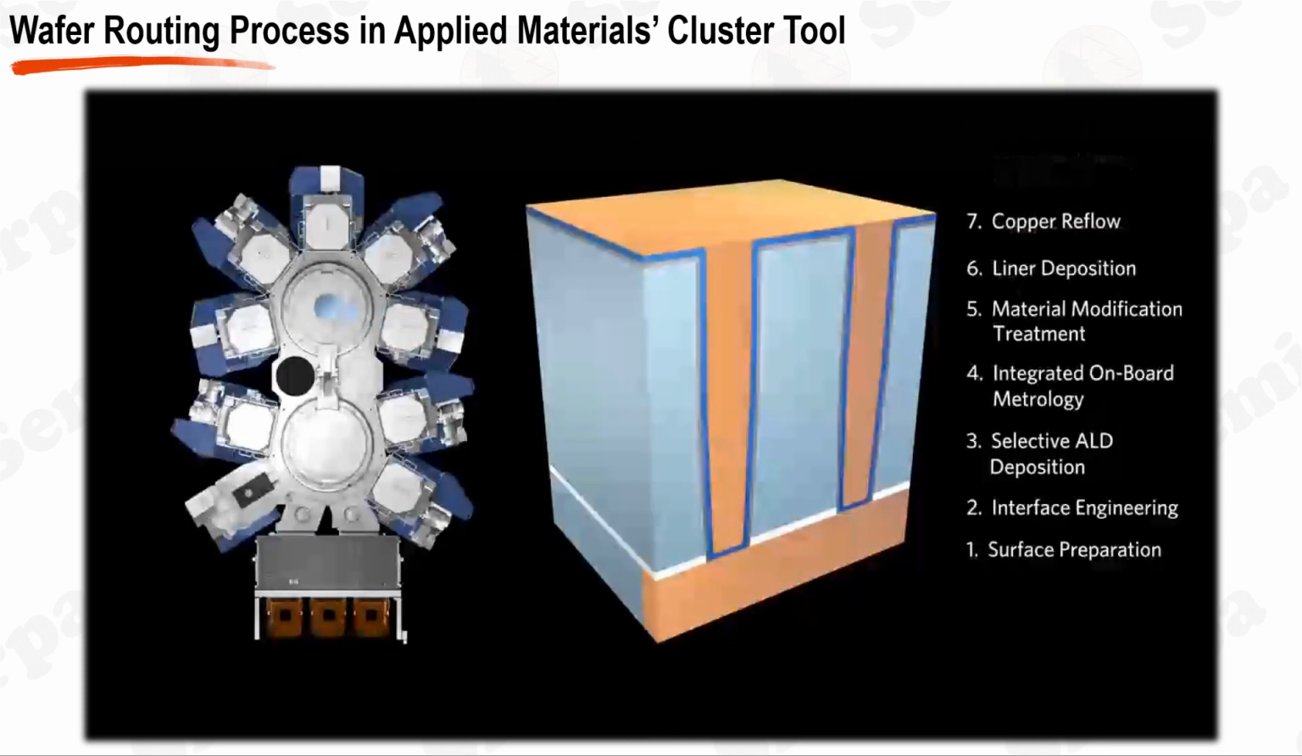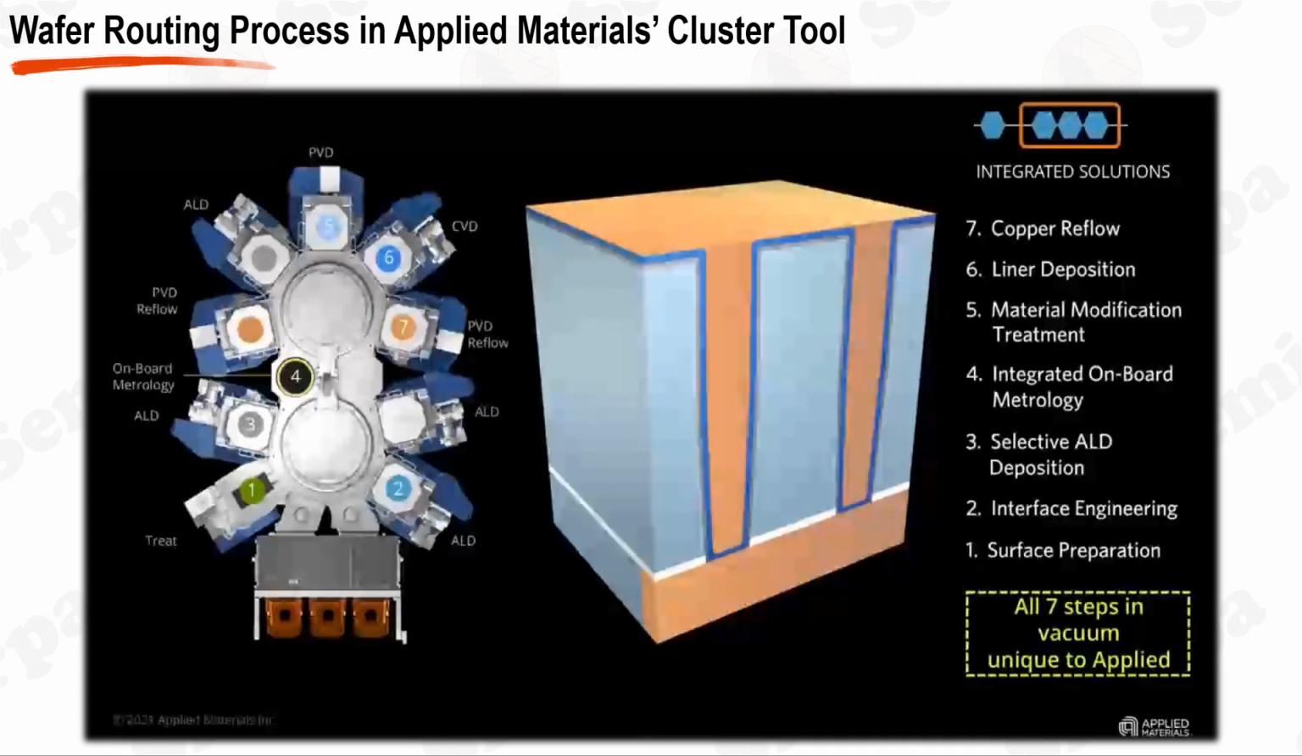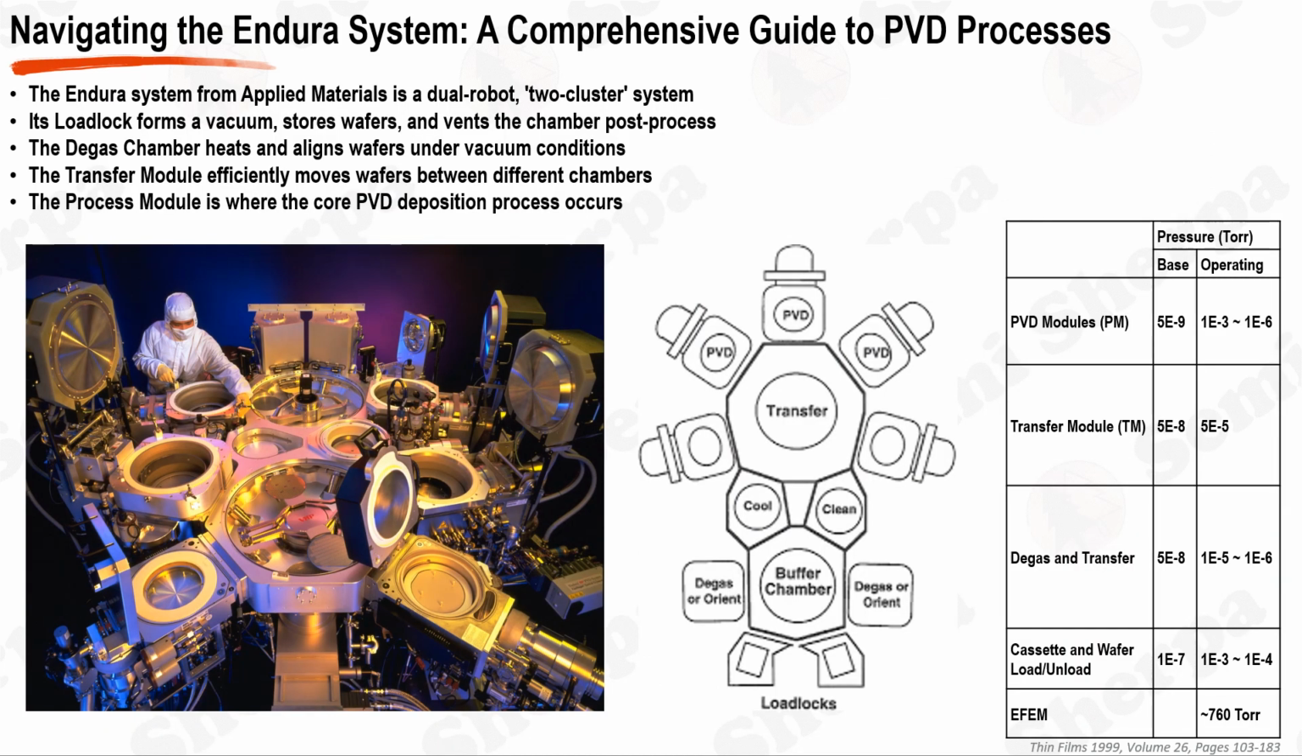In summary, we integrate 7 consecutive steps in one system under pristine vacuum conditions to achieve void-free interconnects that deliver world-class electrical performance. Applied Materials, a renowned leader in semiconductor manufacturing, has developed an innovative solution known as the Endura System, specifically for the physical vapor deposition (PVD) process. This comprehensive system has earned the nickname of a two-cluster system, owing to its dual wafer handling robots.